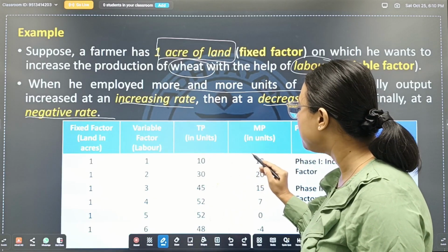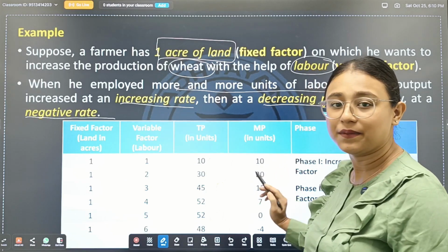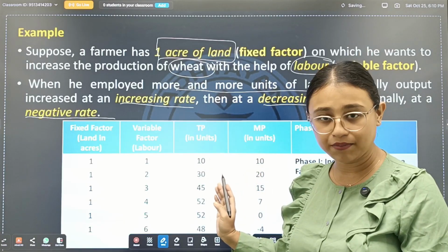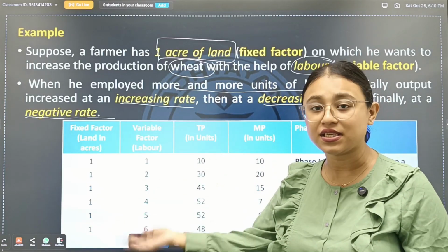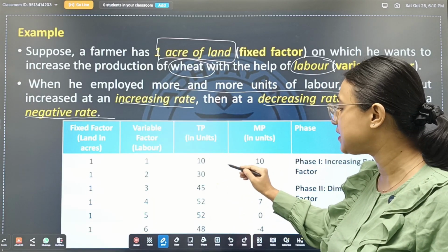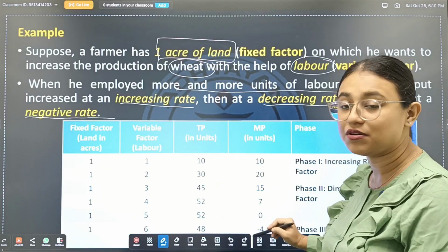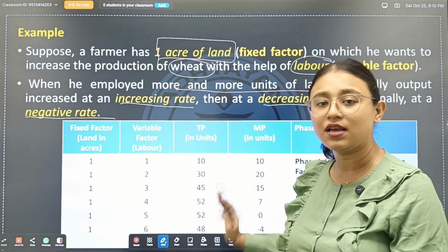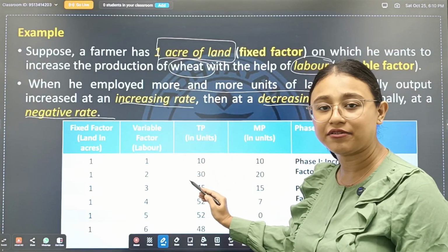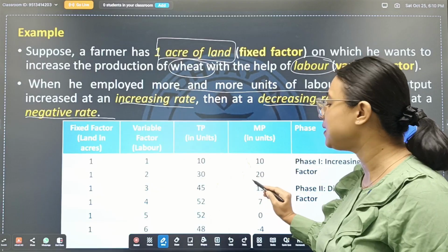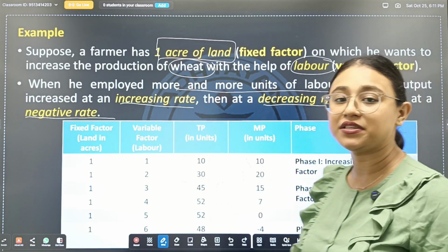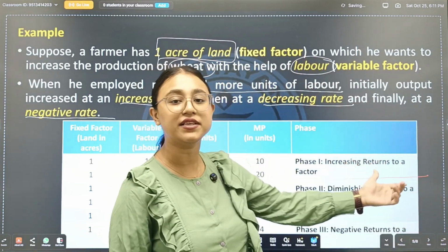Correspondingly, what do we see here? Marginal product is also increasing. And what is marginal product? We can reverse it from total product: marginal product is nothing but the rate of change in total product. So the column we wrote as rate of change in total product, here we can put it as 10, 20, 15, 7, 0, minus 4. These actually reflect the rate of change in total product. So first, total product is increasing at an increasing rate, and marginal product has remained positive. So this will be the first phase of operation, which is also said to be increasing returns to factor. The first phase: increasing returns to factor.